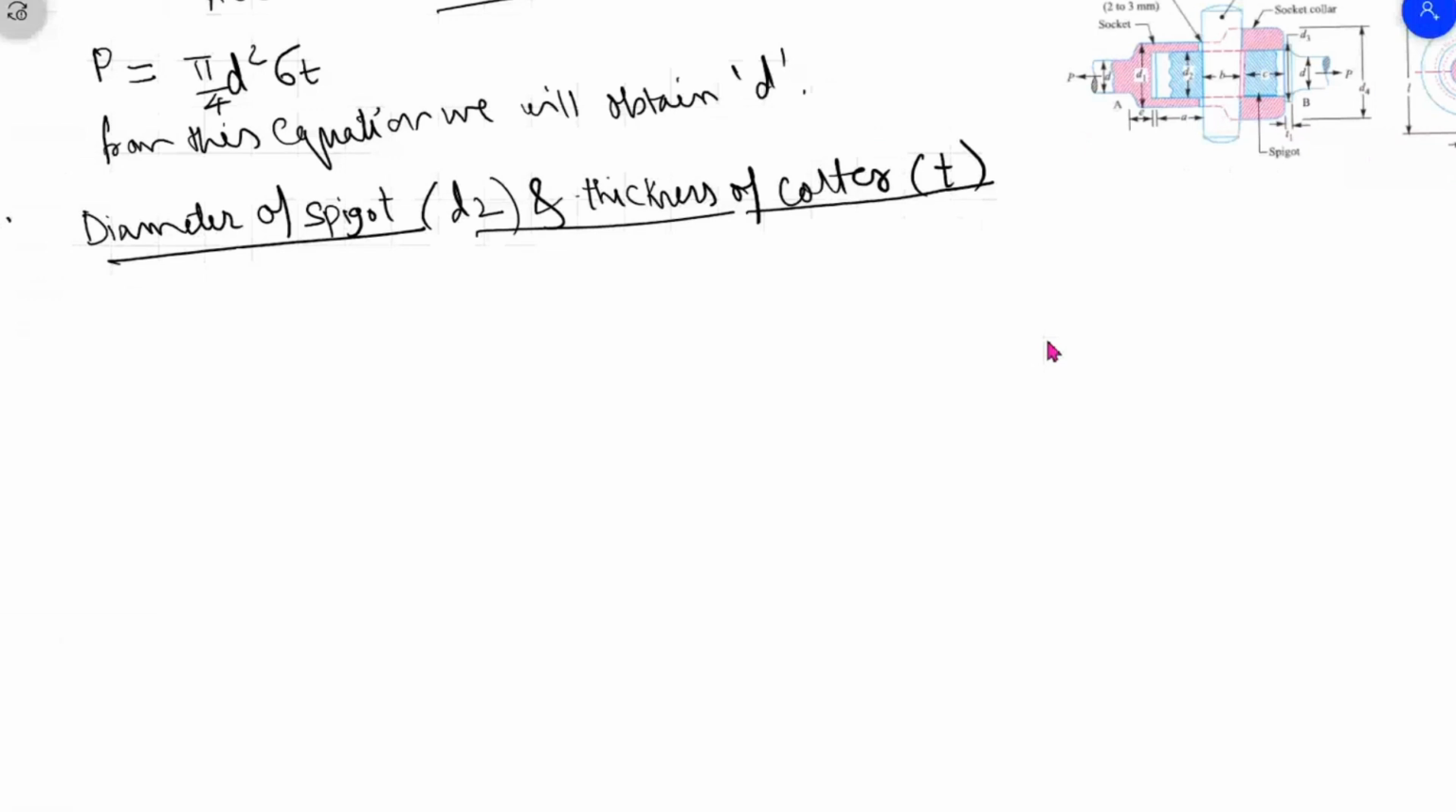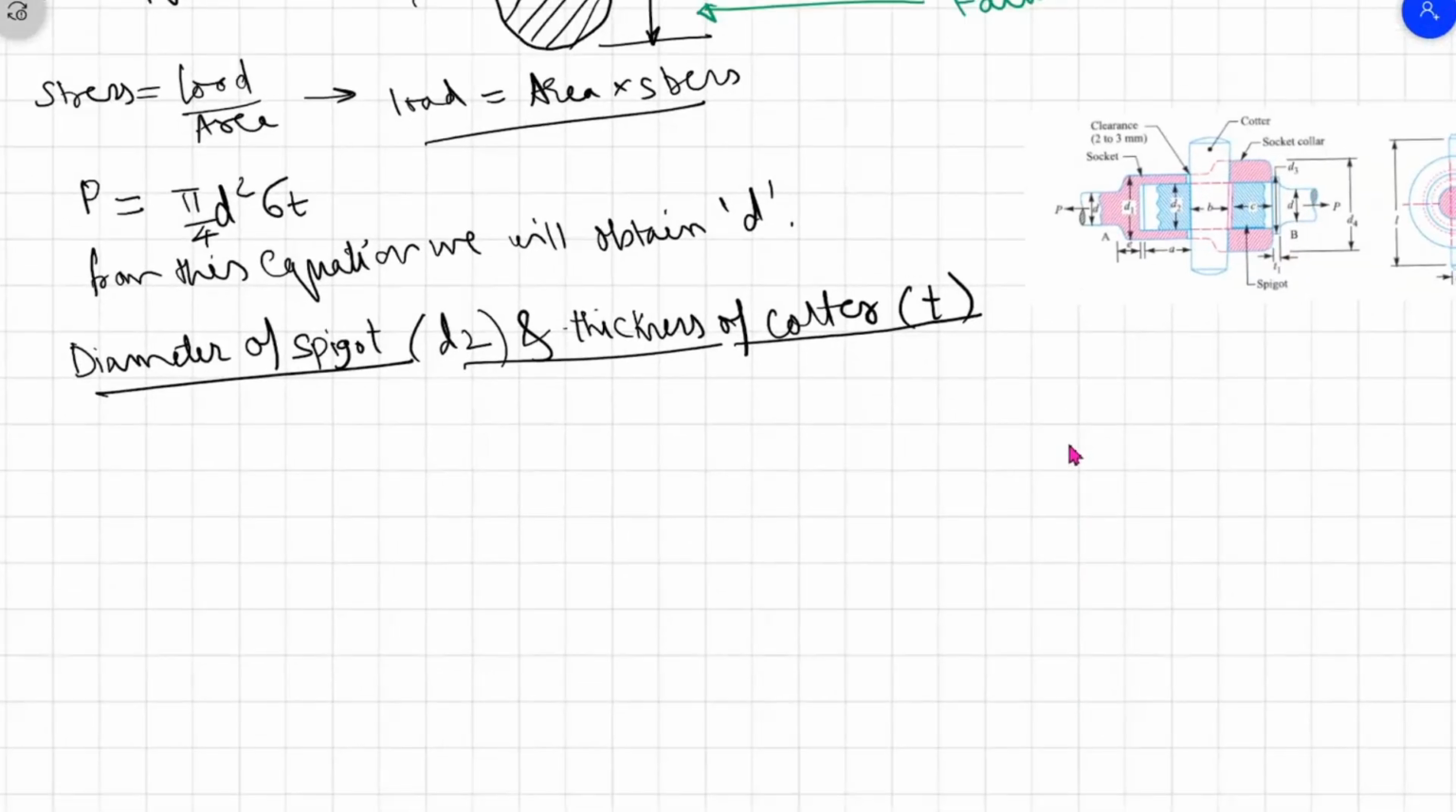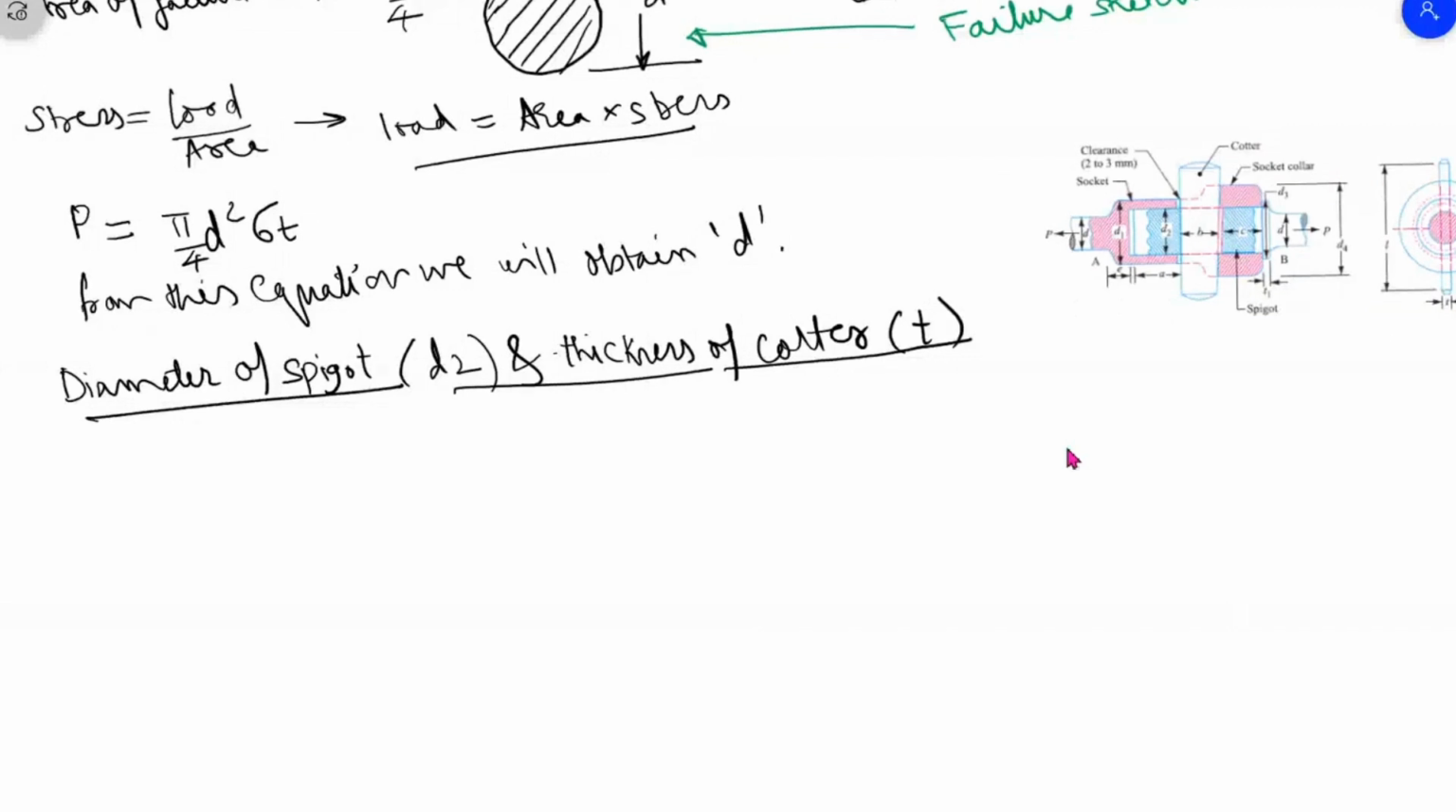Now if spigot is in tension, similar to what we did for socket, how will you find the diameter of spigot? For that, we need to write this equation. What are the things that we need? Load. Do we know the load? Yes, load is P throughout. What is stress? Stress is sigma t. And what is the area? That is what we have to find.